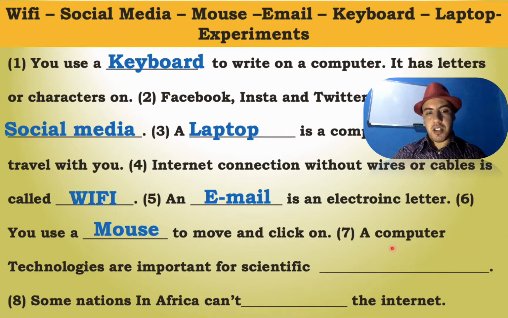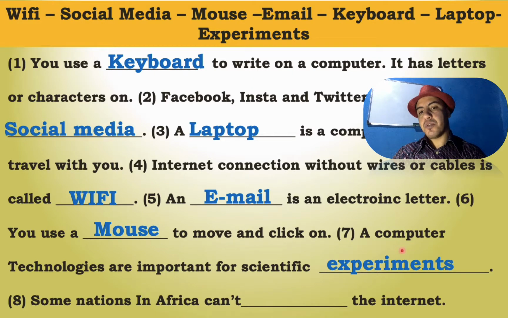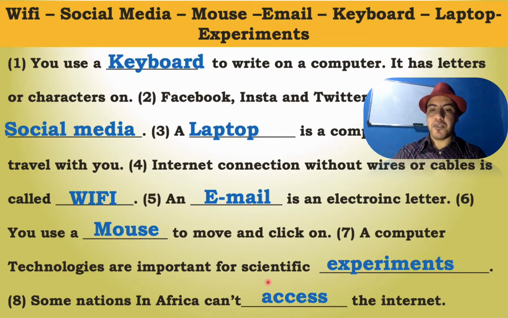Computers or computer technologies are important for scientific experiments. Very good. You know what experiments are? Yeah, good. So we use them for scientific experiments. So for example, computers are good to conduct experiments. Last one is some nations in Africa can't access the internet. It means that they don't have the internet, unfortunately. And we hope that everyone in Africa has internet. Okay, and we hope for a better future.